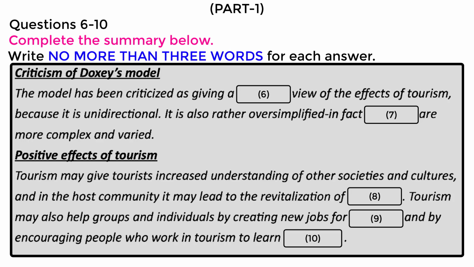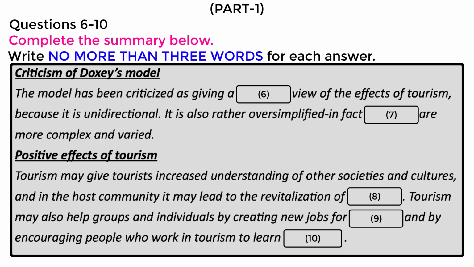In fact, studies have highlighted quite a few positive effects of tourism. For example, Doxey's model doesn't look at the effects on the tourists themselves. They may well benefit from increased understanding of the host society and culture. Then, traditional crafts in the host area may be revitalized because tourism provides new markets, such as the souvenir trade, for example. So, instead of these traditional skills being lost, local people are encouraged to develop them.